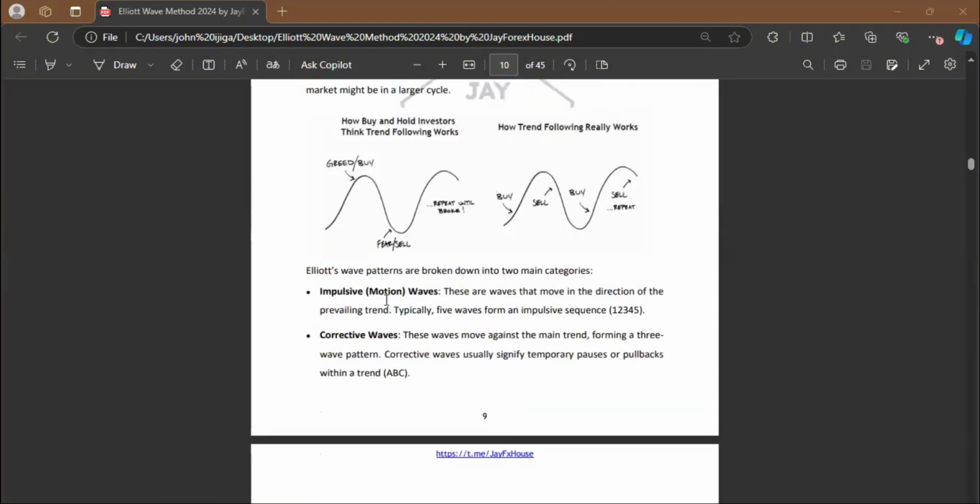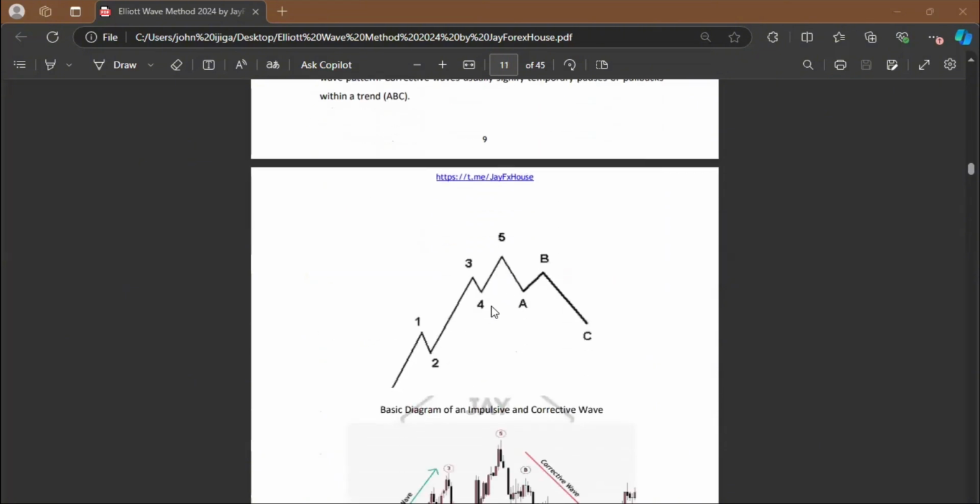Wave patterns move in two forms, like I said in episode 1: the impulsive and the corrective waves. These are broken down within the ebook as well. You can read more about that to understand it. This is a diagram of a full wave pattern, basically a complete wave circle on a range. According to smart money concept and market structure, each structure is a range.